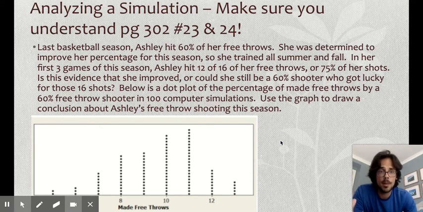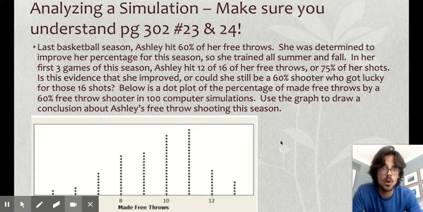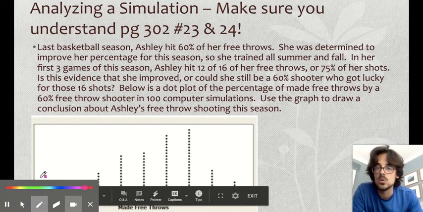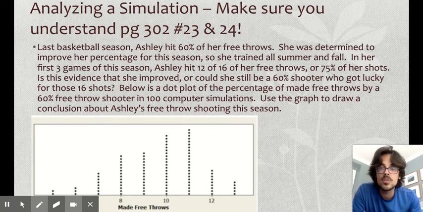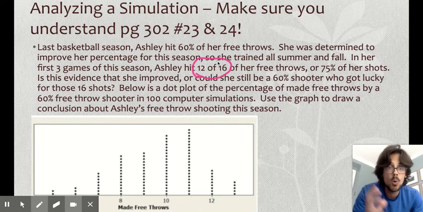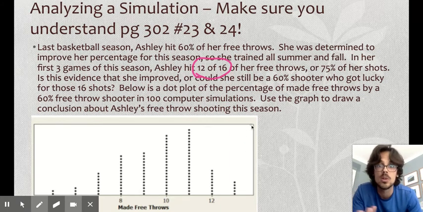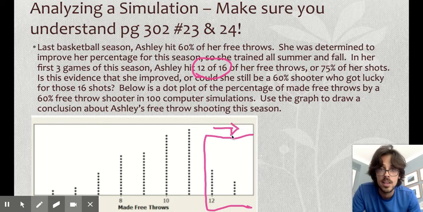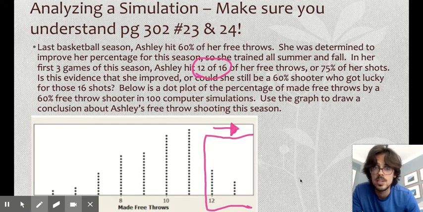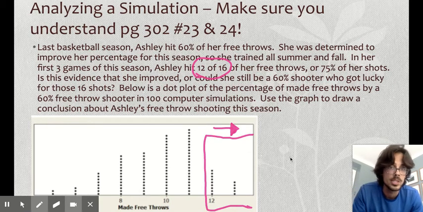So they went ahead and gave us a dot plot right here, and you can expect to see a dot plot like this somewhere on your Chapter 5 test. This picture assumes she's still a 60% shooter, and we have to figure out how rare what actually happened in real life is. So assuming that she is still a 60% shooter, how rare is it to make 12 or more of her shots? When you do a problem like this, you find what you got in the problem, but you always count more extreme than that as well. Because if you're going to be impressed by a 12, naturally you'd be even more impressed by a 13 or a 14 of her shots.